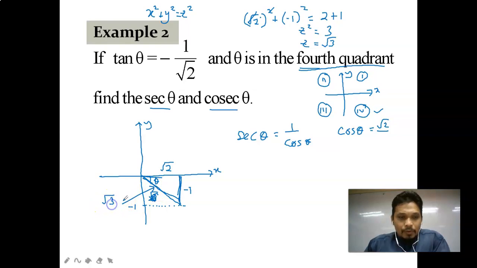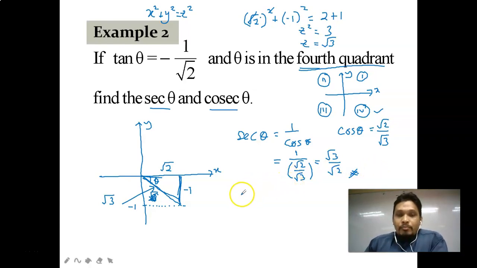Square root of 3. Okay, so then cos theta is the adjacent, square root of 2, divided by the hypotenuse, which is square root of 3. So then 1 over cos, which is square root of 2 divided by square root of 3, equals square root of 3 divided by square root of 2.